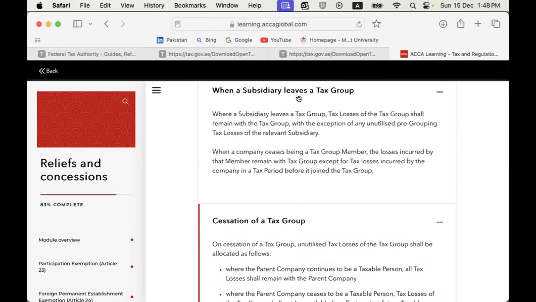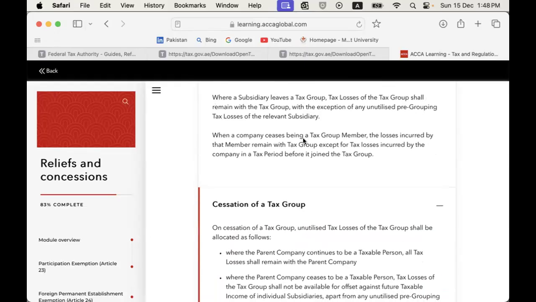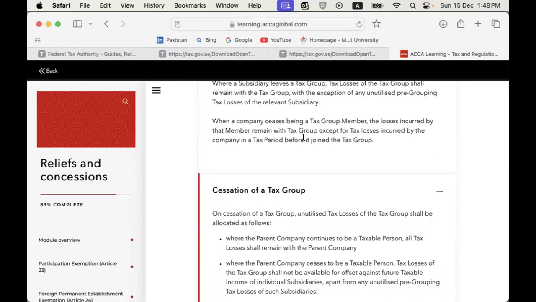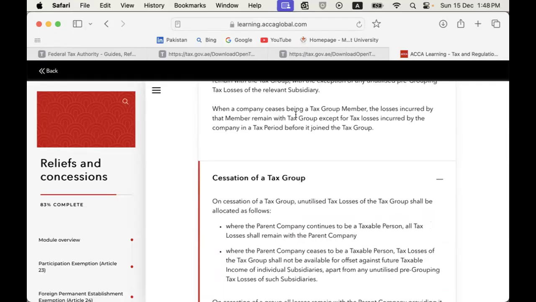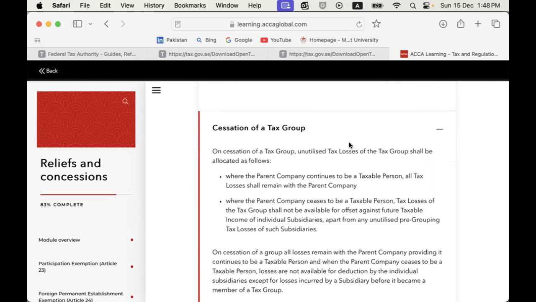When a subsidiary leaves the tax group, what happens? When a subsidiary leaves the tax group, tax losses of the group shall remain with the tax group, with the exception of any unutilized pre-grouping losses of the subsidiary. So the subsidiary can take back only those losses which were there before it joined the group. Otherwise, it will surrender its losses to the tax group. Where a company ceases being a tax group member, the losses incurred by the member remain with the group.